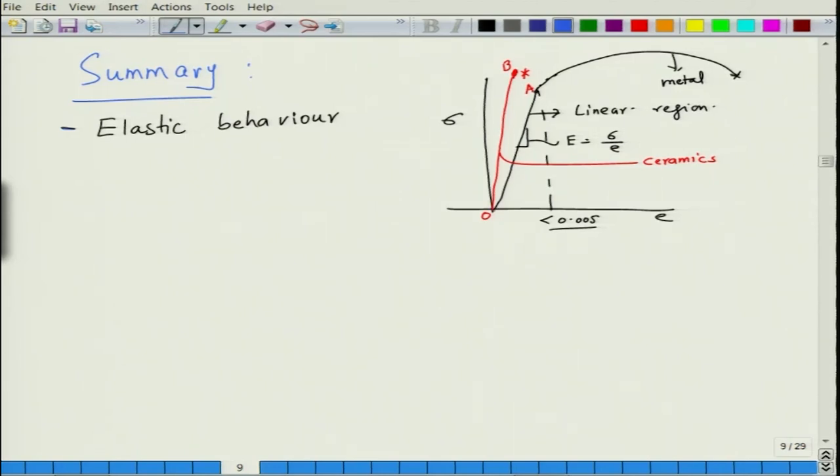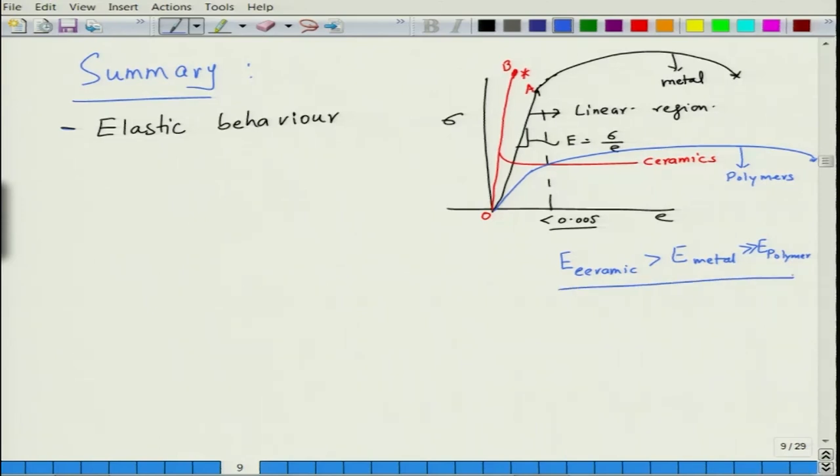And for polymers generally you will see a behavior like this, very long, and somewhere here they will fail. So, this is polymers, and we see generally that E of ceramics is in general higher than E of metals, which is much higher than E of polymers. So, this slope is very, very low in the case of polymeric materials. This is what we will see later on.